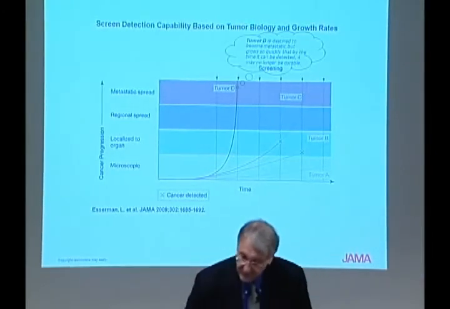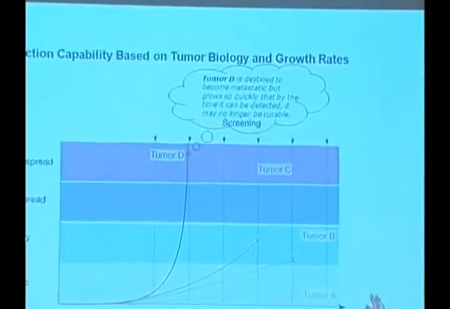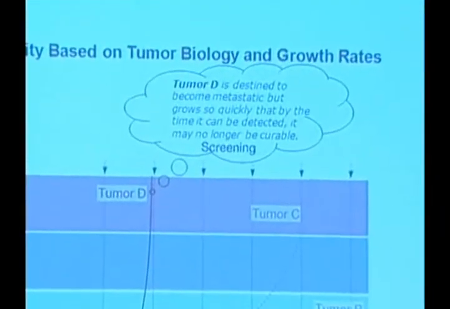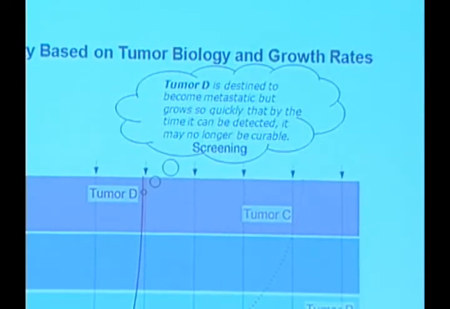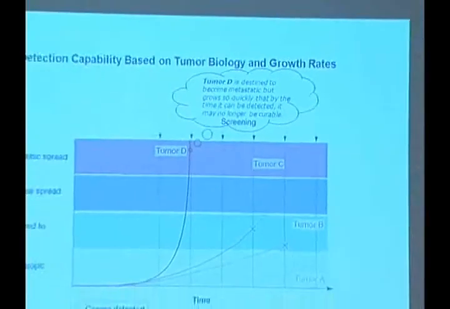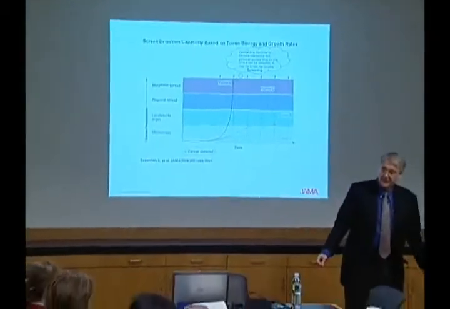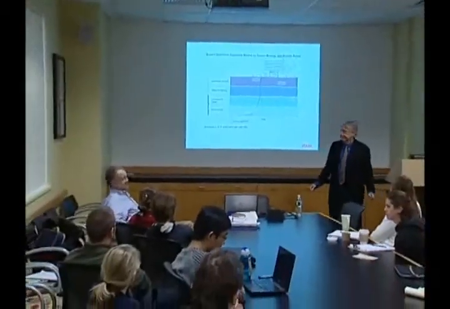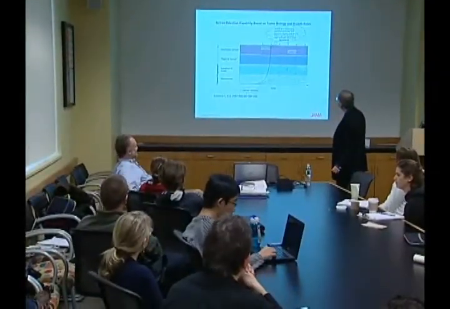Okay. Now, tumor D is destined to become metastatic, but it grows so quickly that by the time it's detected, it may no longer be curable. Is this likely to be benefited by screening? Yes, if it leads to lower medical costs of future screening. I mean, it seems quite reasonable if you know it early. At least you know what you're getting into.